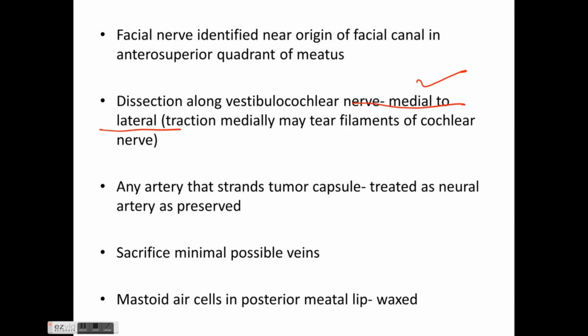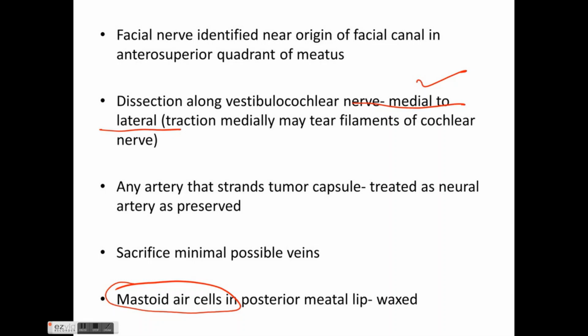Any artery that traverses the tumor capsule should be treated as an en passant vessel or a normal neural artery and should be preserved. Always minimize the venous sacrifice, and the minimal possible number of veins should be sacrificed. The mastoid air cells, which are usually opened while we do the exposure and during the opening of the posterior lip, need to be waxed, and if required, sealed with fat and glue.